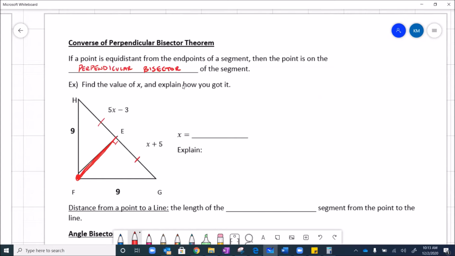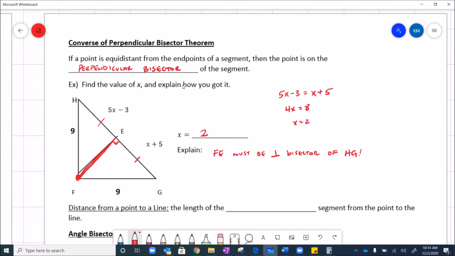That helps because it makes a 90-degree angle, and it helps us solve this problem because now we know that 5x minus 3, this segment, must be congruent to x plus 5, this segment. So 4x equals 8, and x must be 2. I spoke the explanation out, right? FE must be the perpendicular bisector of HG.